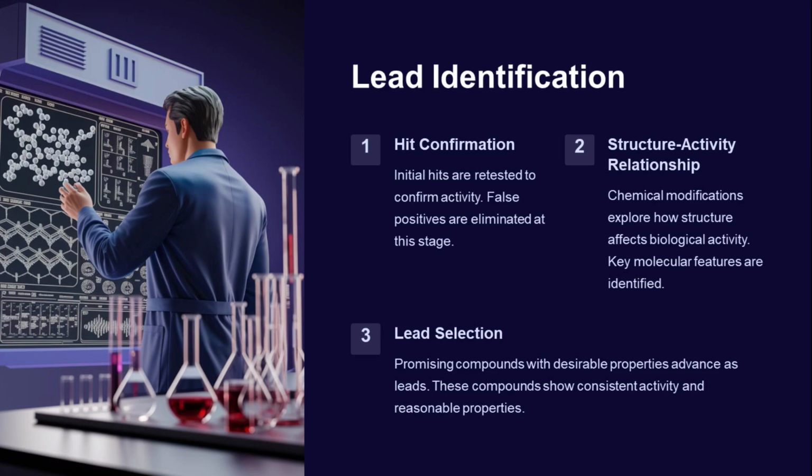Lead identification involves confirming initial hits, exploring structure-activity relationships, and selecting compounds with desirable properties. This stage ensures that the leads show consistent activity and reasonable properties for further development.